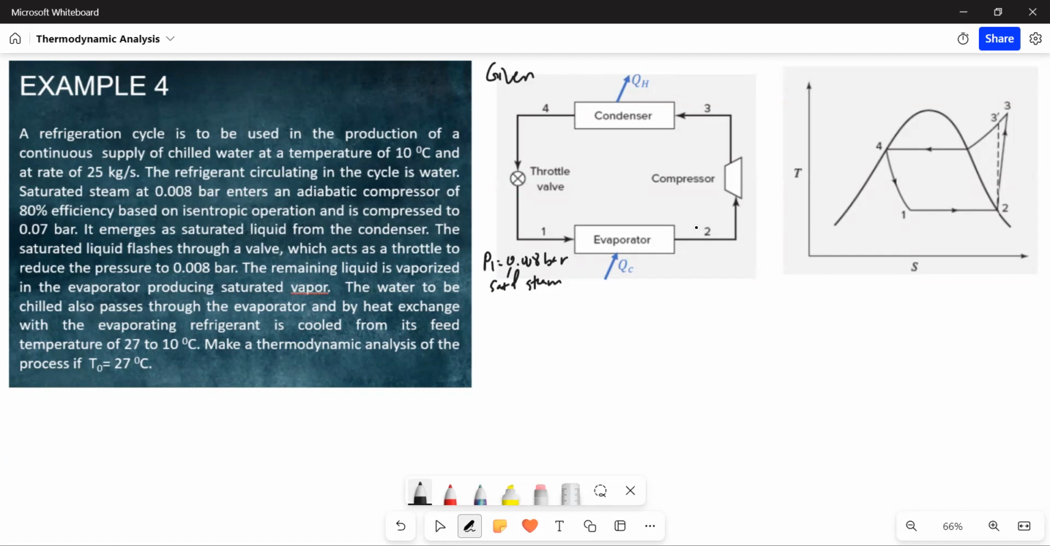And then next, P2, still 0.008 bars, and it's saturated vapor.